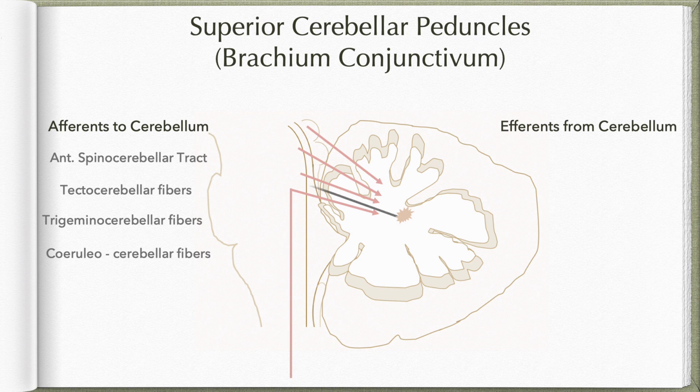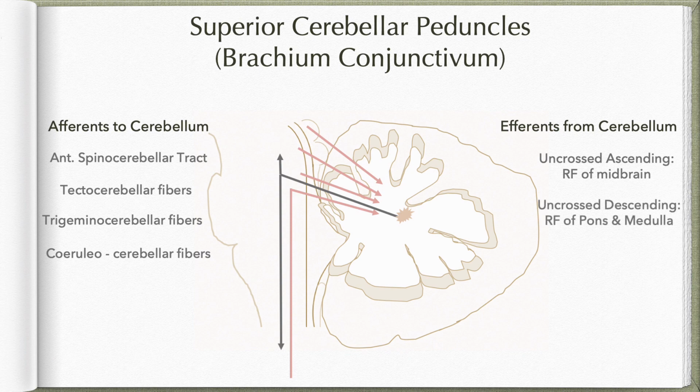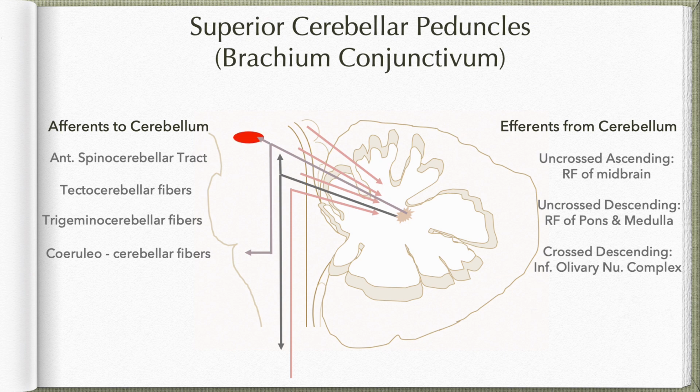So uncrossed ascending fibers will reach the reticular formation of the midbrain, and uncrossed descending fibers will reach the reticular formation of the pons and the medulla. Now coming to the crossed fibers, crossed descending fibers will reach the inferior olivary nuclear complex. Crossed ascending fibers will reach the red nucleus.